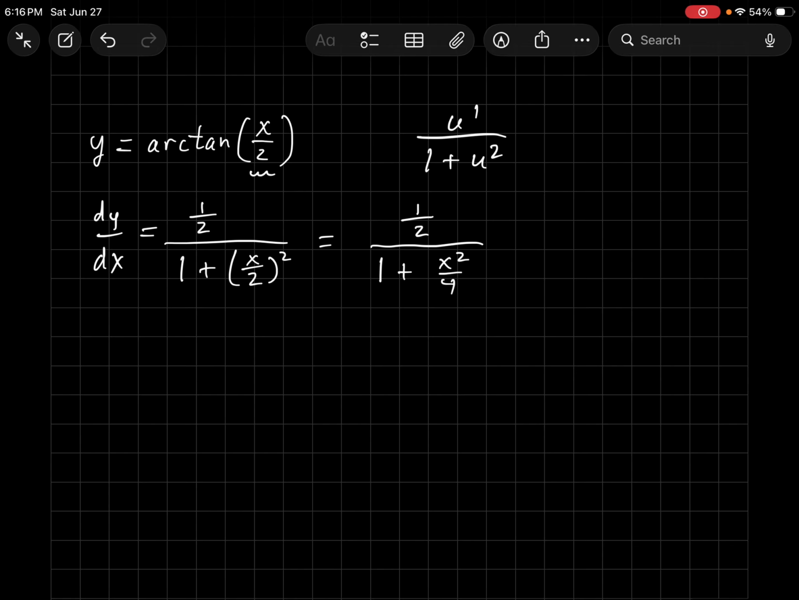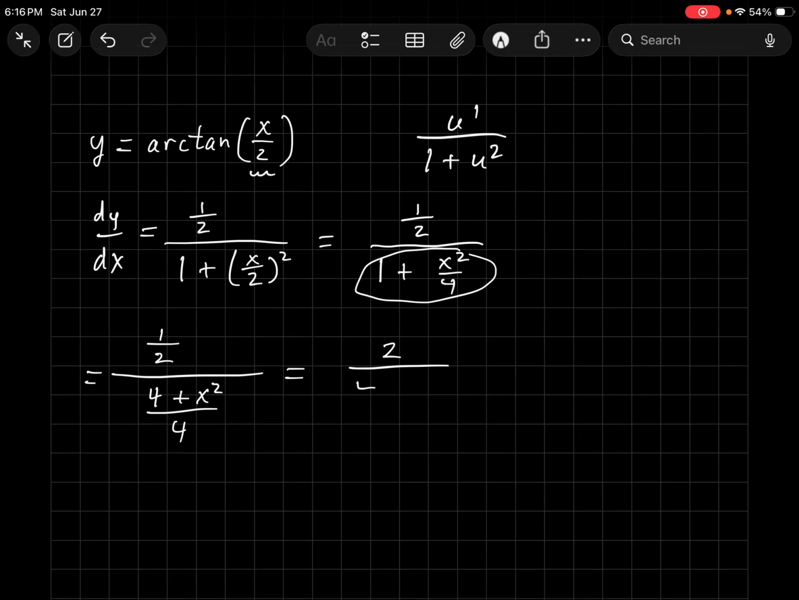So to simplify this one, I'm going to find a common denominator in the denominator down here, giving us 1/2 over 4 plus x squared over 4. And then if we flip and multiply things, we end up with 2 over 4 plus x squared.